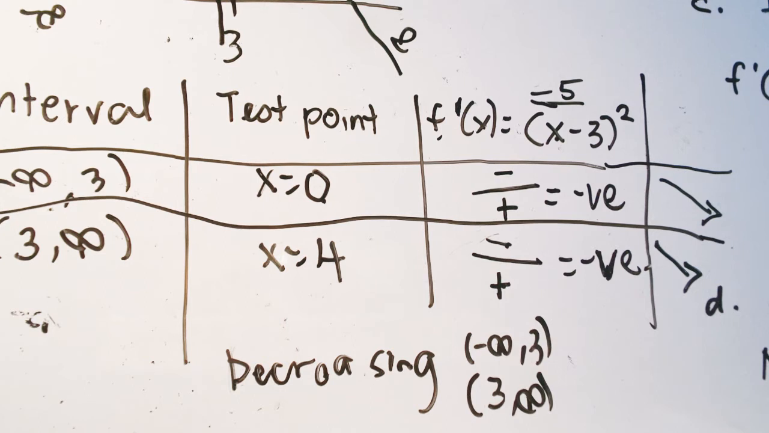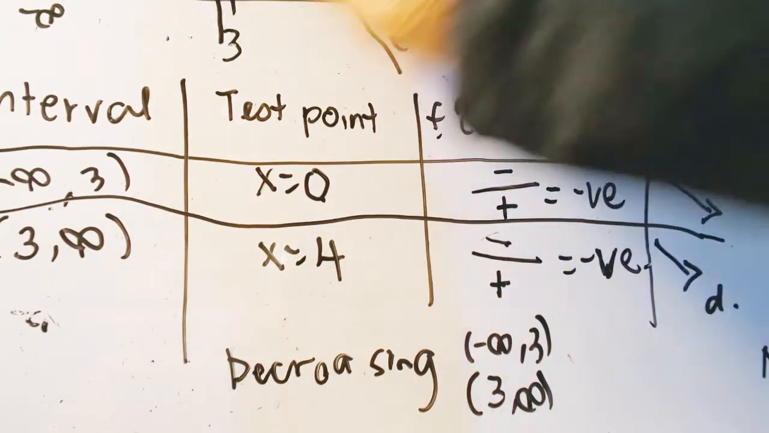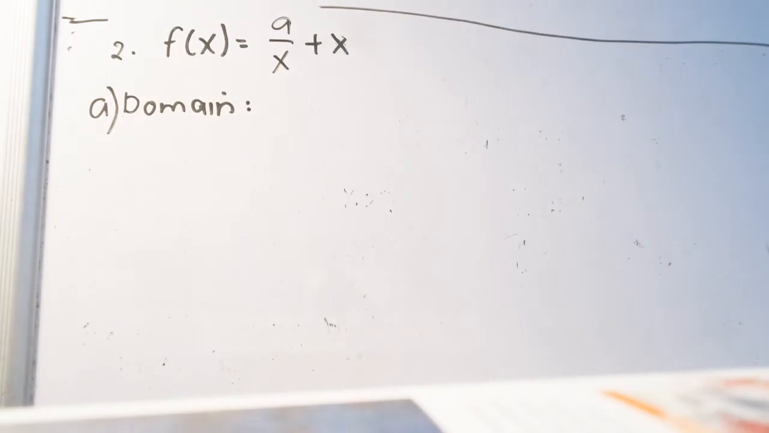That's all. So let's try another function. Find whether the function is increasing or decreasing. Number 2. Bismillahirrahmanirrahim. So we go on to the next one. We have the function 9 over x plus x. So we're going to find the domain.